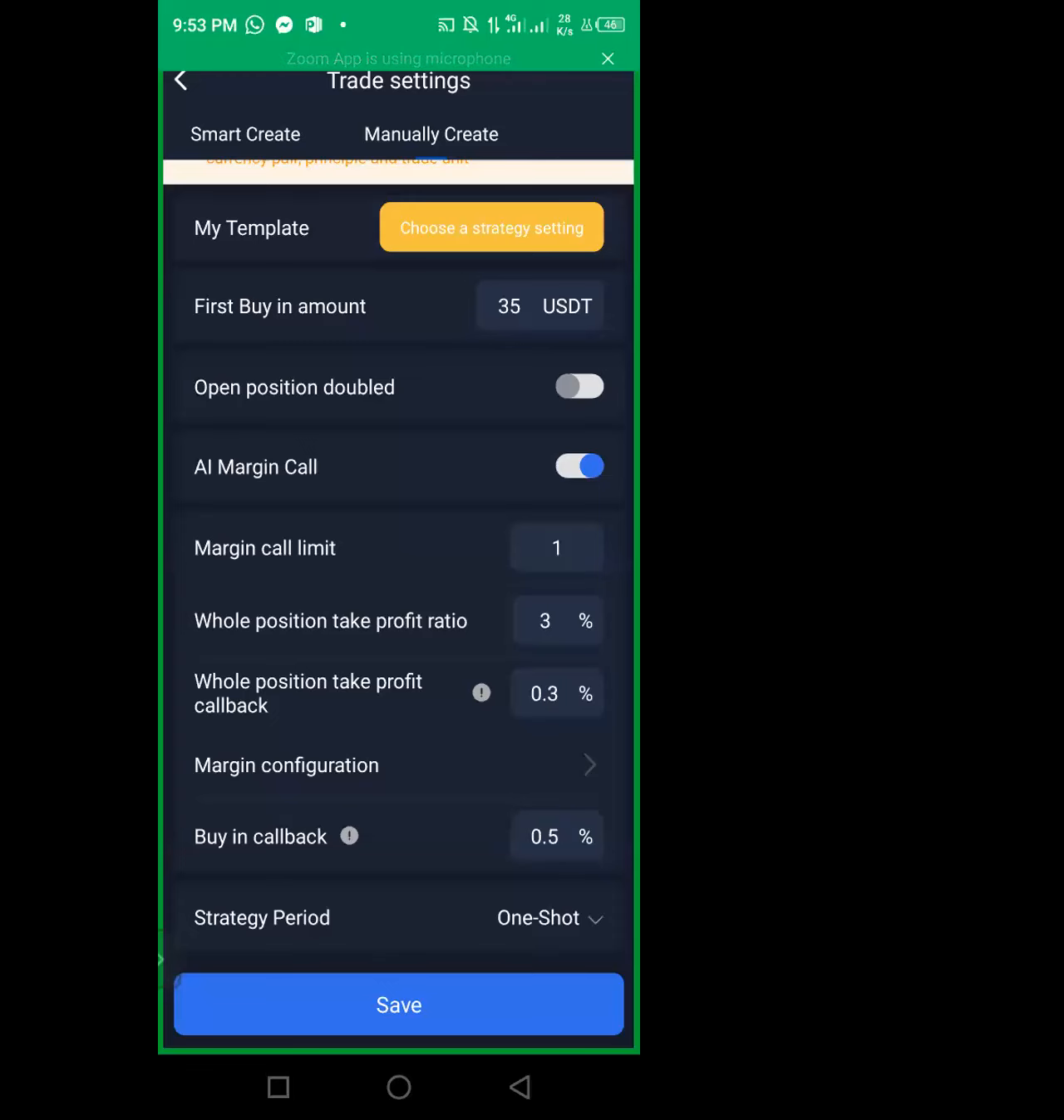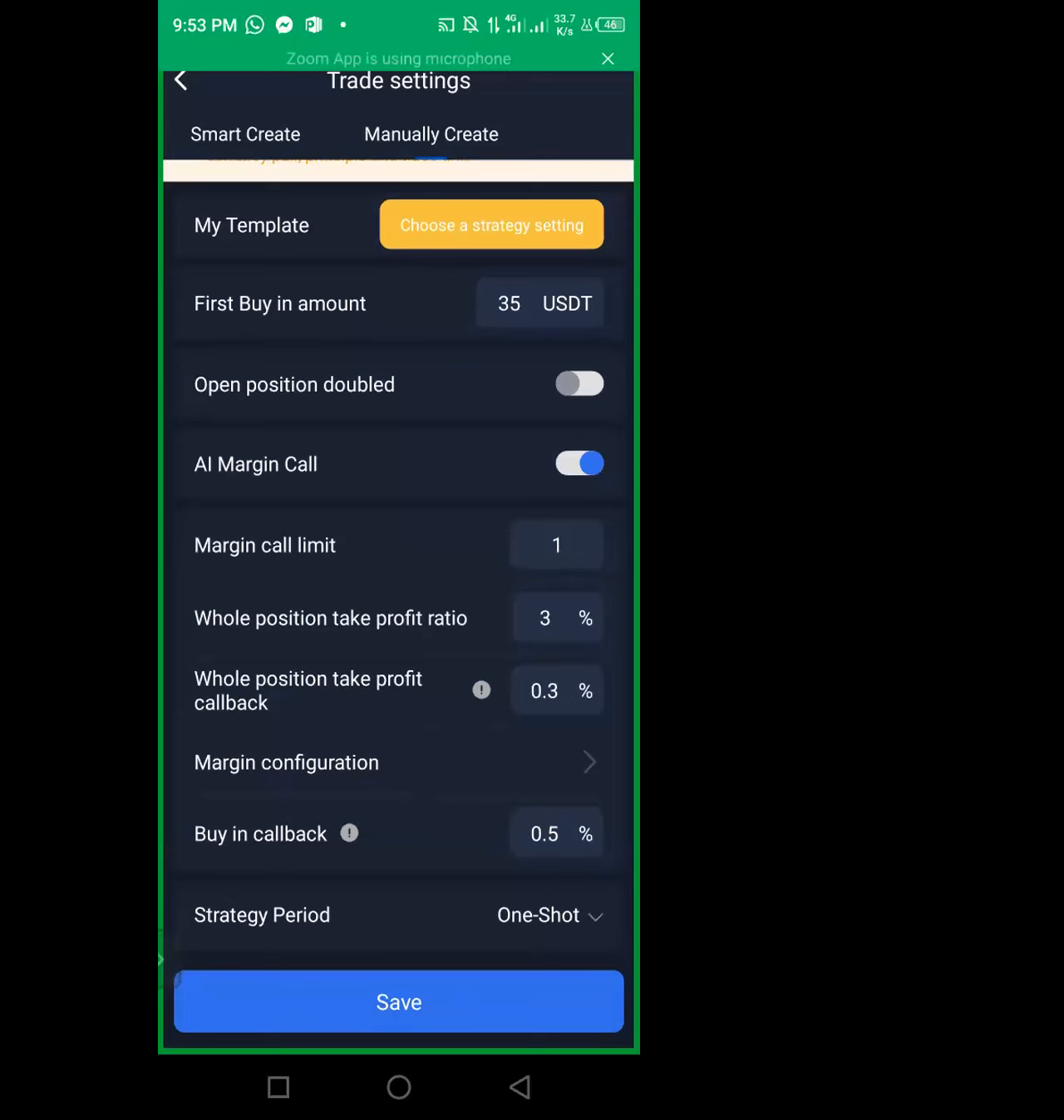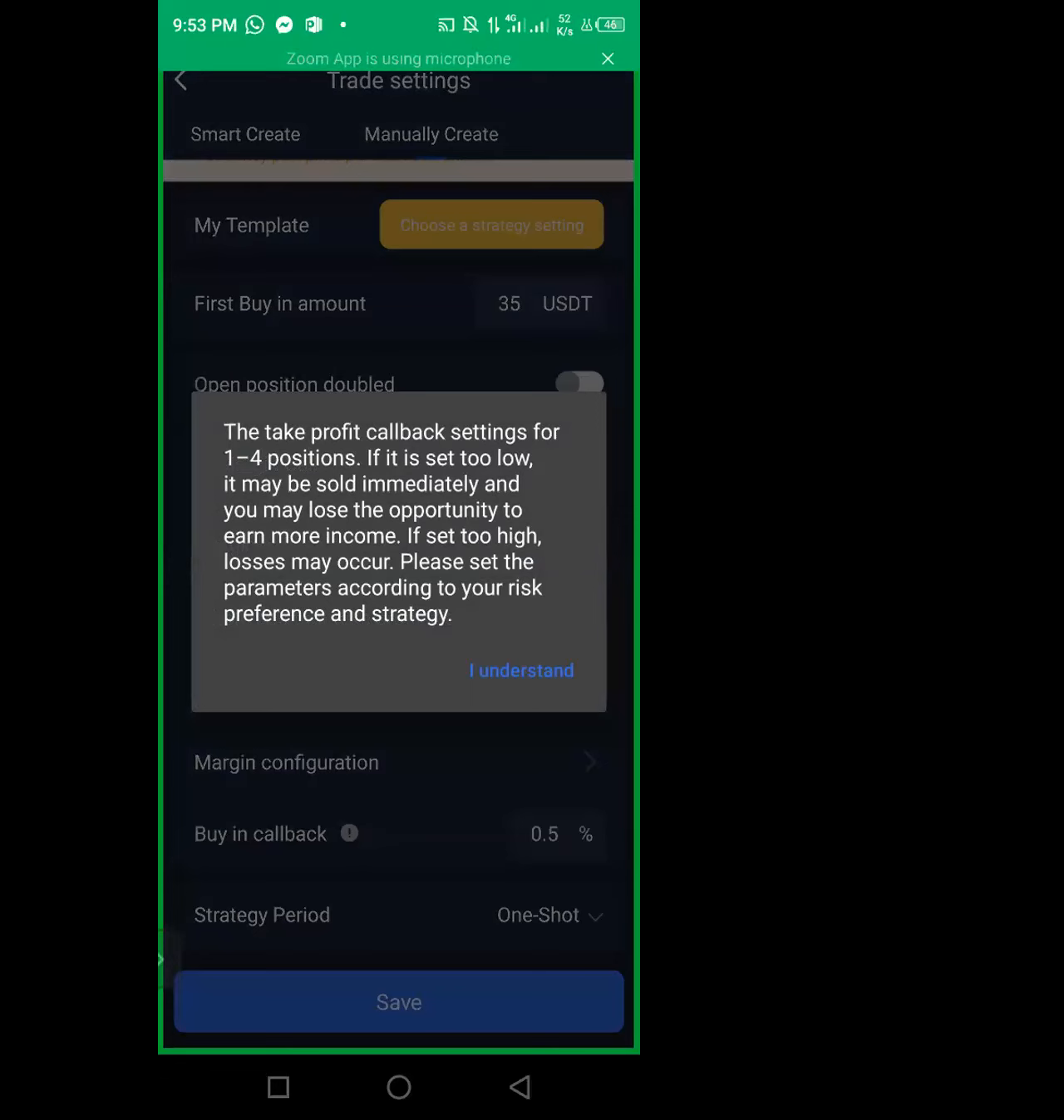Okay, then the whole position take profit callback. This is another function of the robot. We have two that they added before they added the AI margin call. So I think after this one there are just 2 more functions I will explain and I'm done with the function features of the robot. So let me briefly explain the callback. The callback functions, let me click. The take profit callback settings for margin 1 to 4.